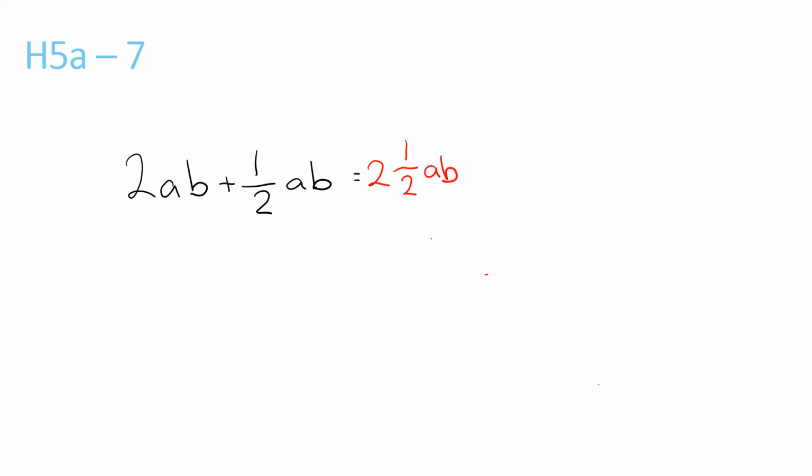But it says if it's a mixed number, you have to change it. So you have 2 and 1 over 2. 2 times 2 is 4. 4 plus 1 is 5. So it would be 5 over 2ab.